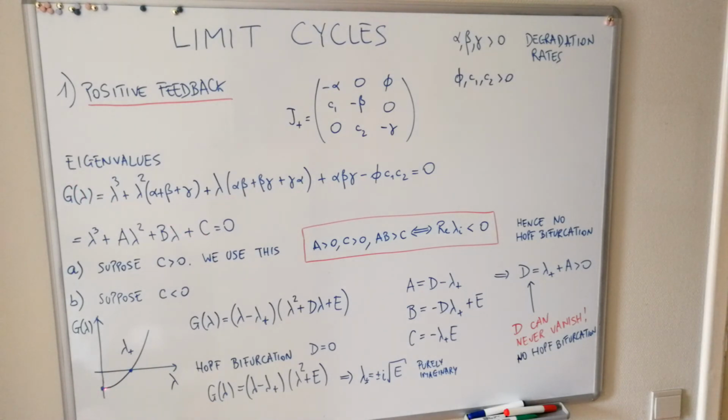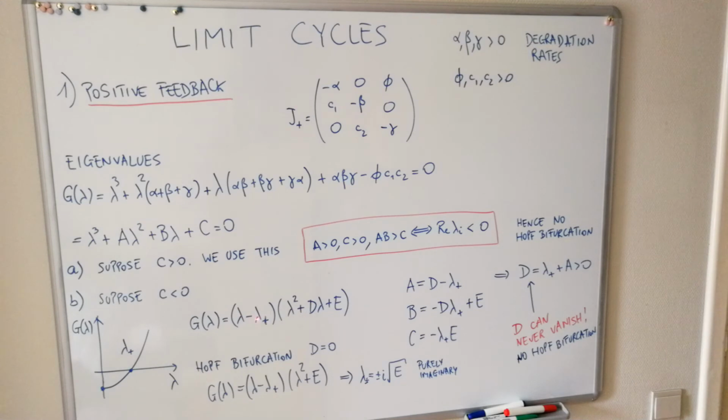C is negative, so it must start from here, and it goes to plus infinity, so at least there is one positive root of this. Therefore we can decompose our polynomial g of lambda. We don't know how to calculate this root, but there should be one if C is smaller than 0. Therefore we can decompose the g of lambda in the following form.